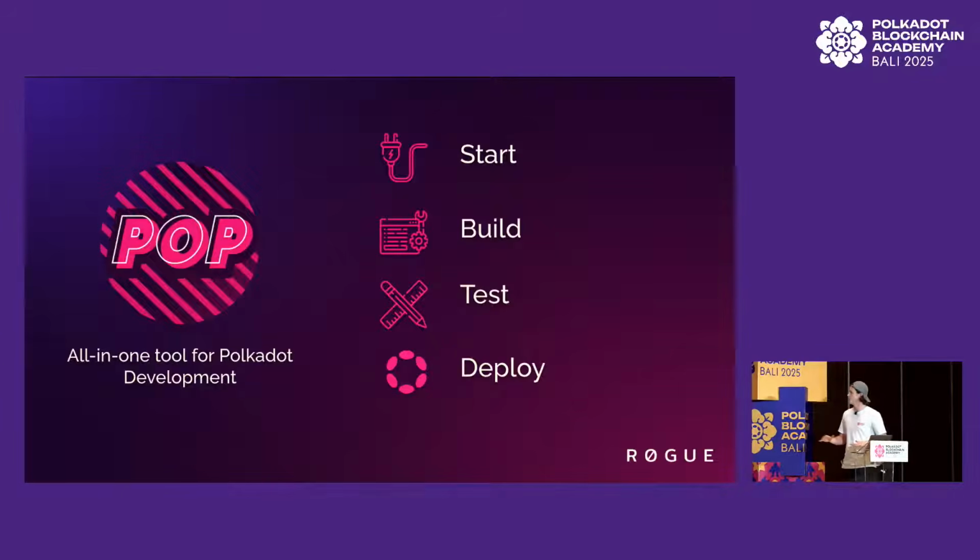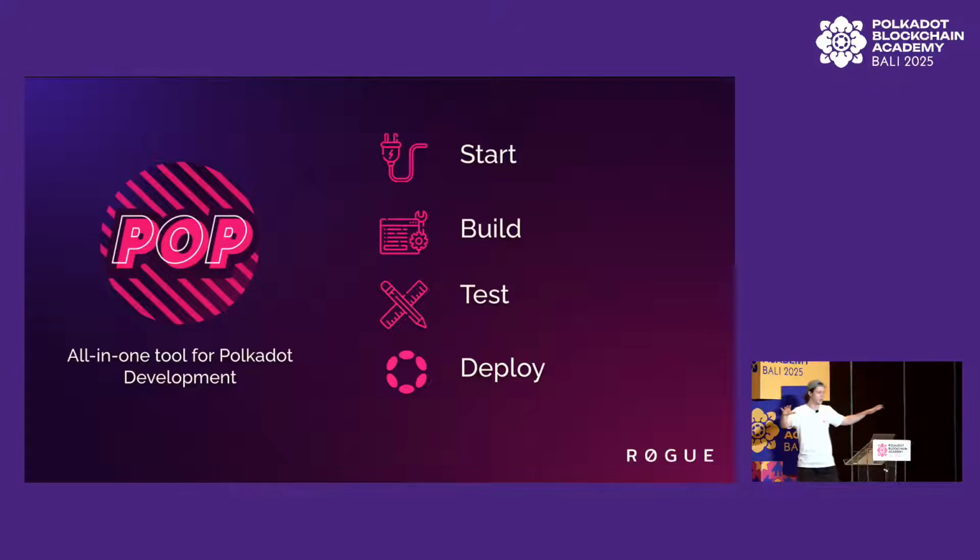Now, we have the POP CLI. The POP CLI is trying to solve one issue that we had before, which is that we had a lot of tooling, but they were all separate from each other. If you look at other ecosystems, you basically have one tool and it does everything that you need. That's what we're trying to do here with POP CLI. Of course, I'm biased here, but really, we're just trying to improve the Polkadot developer experience. So let us know how we can improve it, and we'll do it.